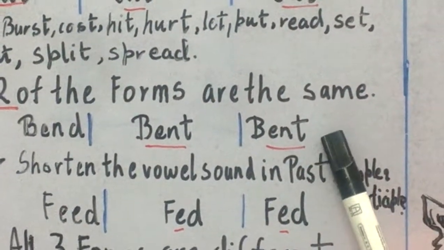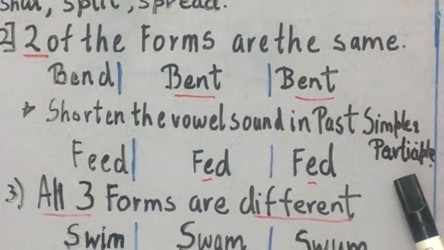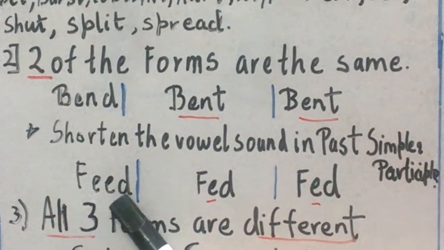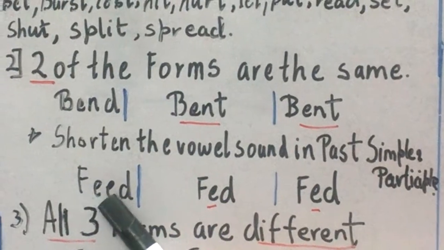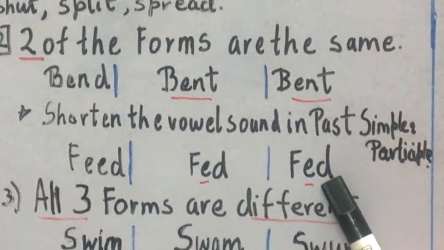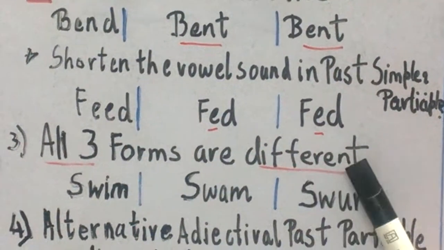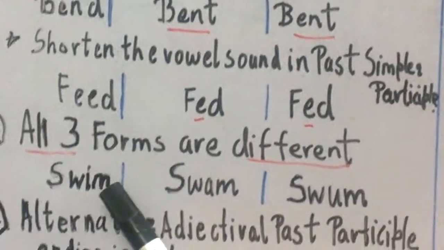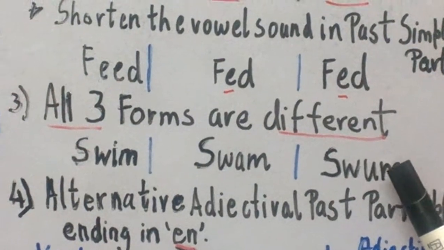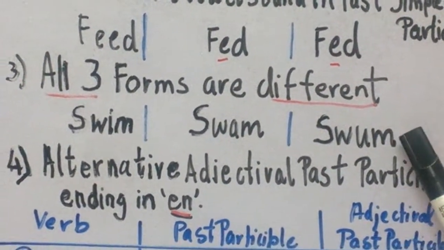These two are the same. Now in this we see that we shorten the vowel sound in past simple and past participle. So feed becomes, we shorten the vowel to one. Here we have two E becomes one E. So feed becomes fed, and the past participle also is fed. Now the third type, when we see all three forms are different, like words such as swim, swam, swum, these all are different. So these all are irregular verbs which you have to learn and memorize.